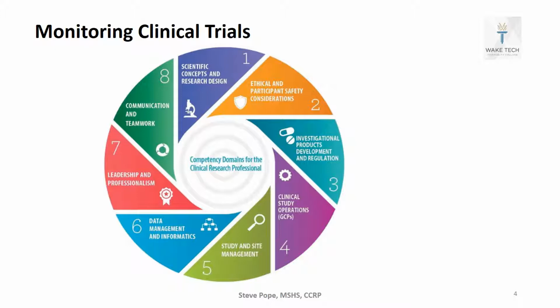Number 4 is clinical study operations, or GCPs. What do we have to do to get our study off the ground and to implement it and to make sure we're operating it within the regulatory requirements for our study? And then number 5 is study and site management.